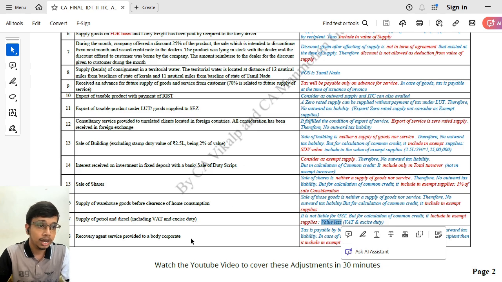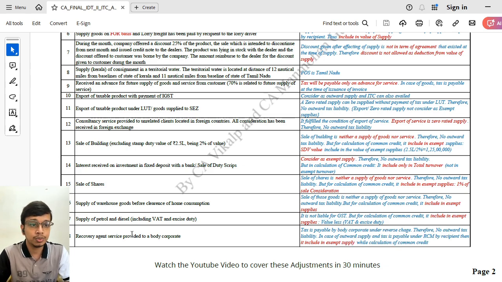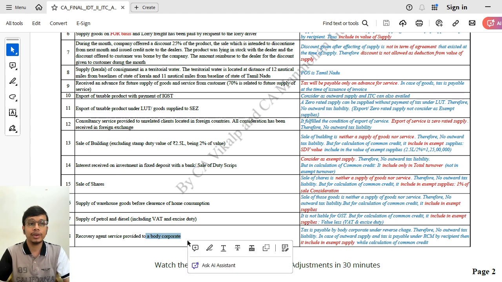18th point, recovery agent services provided to body corporate. If any recovery agent services are provided to a body corporate, it is considered as reverse charge, so payment has to be made by the recipient, so there is no outward tax liability for us. But for calculation of common ITC, it is included in exempt turnover.